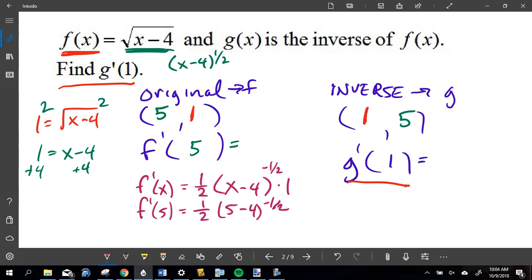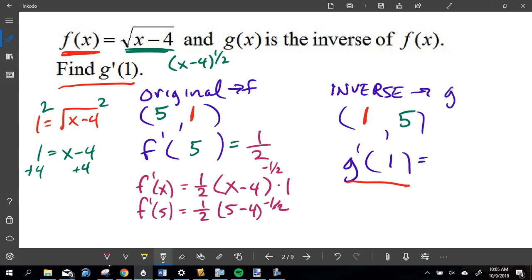Well, the negative is going to flip it, put it on bottom. And then I'm square rooting 1 over 1, which is still 1. It didn't change. It's still 1. 1 times 1/2 is 1/2 times 1 is 1/2. F prime of 5 is 1/2. 1/2 is not my answer.